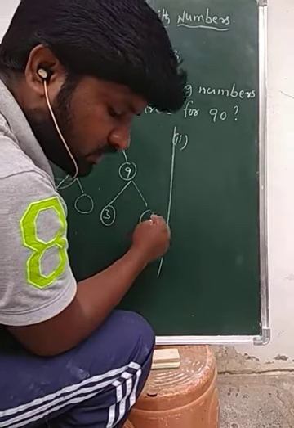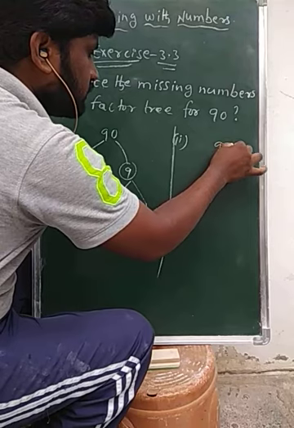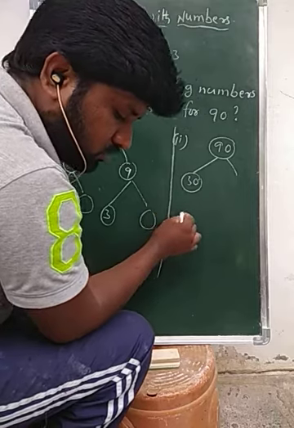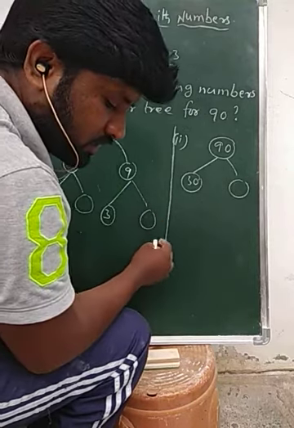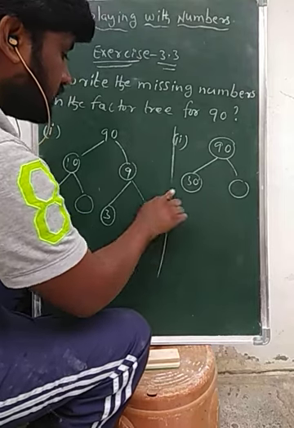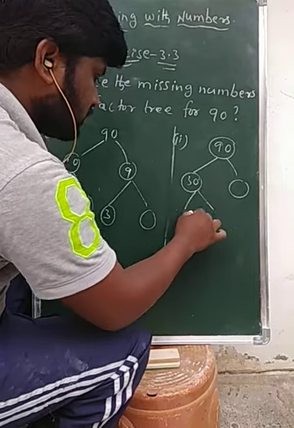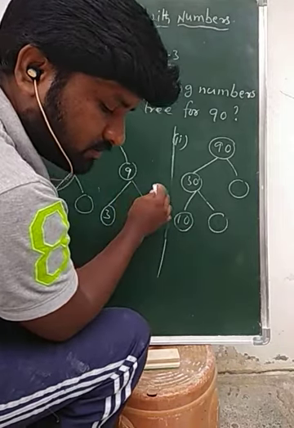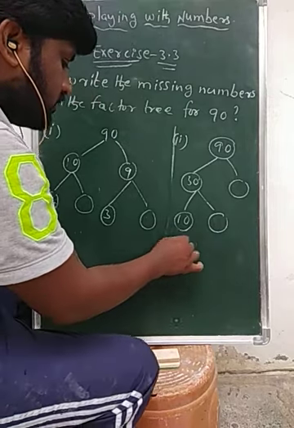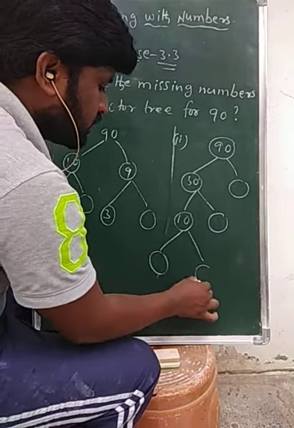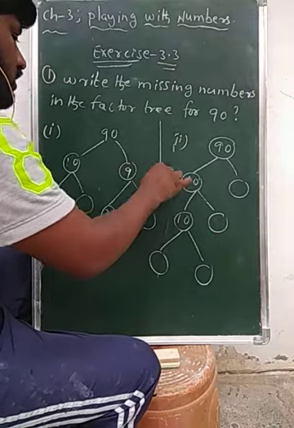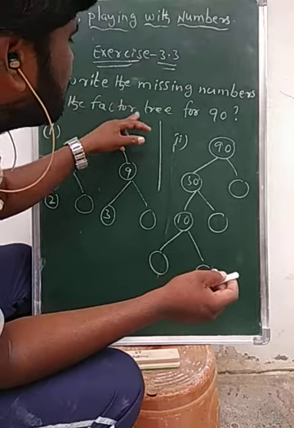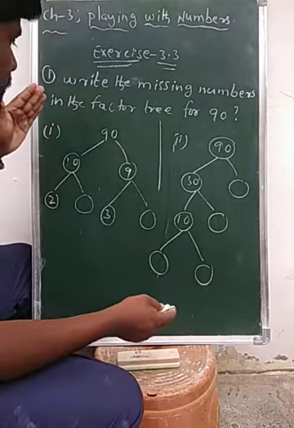And the second question is given: 90, that is 30 into, the empty circle is given, and here also 10 of, an empty circle is given, and again two empty circles are given like this. Okay, students, this is our question. Write the missing numbers in the factor tree for 90. So the first question and second question.